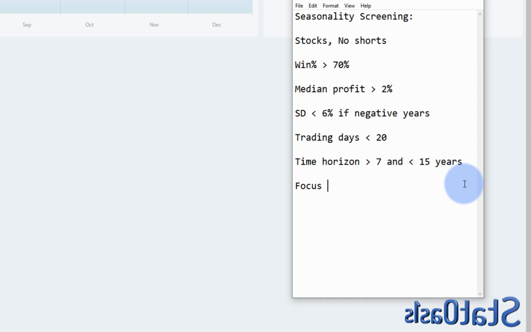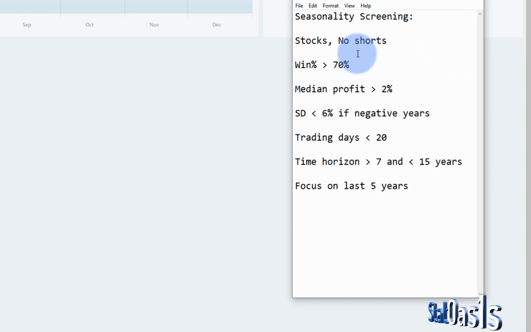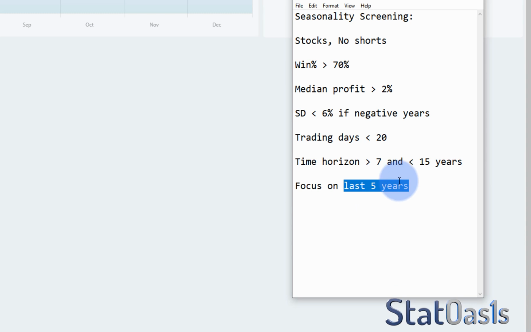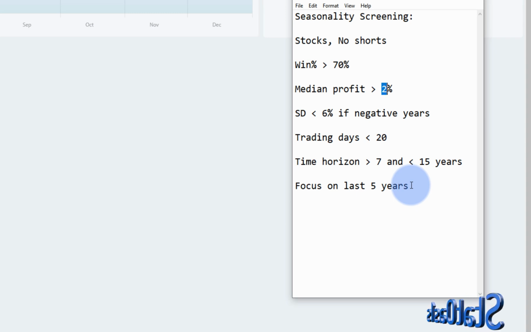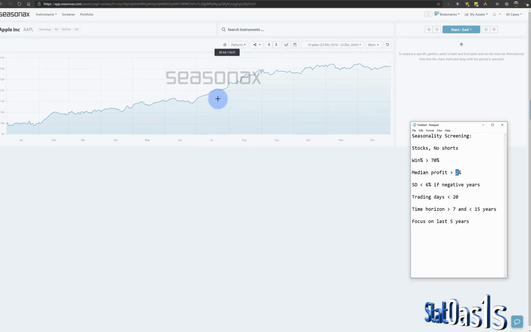So focus on the last 5 years. Meaning, even if the trade matches all these criteria, if the last 5 years are not making the 2%, then just drop this trade. It's not worth it, because that means the trend is down. I don't want to pick that stock while the trend is down. I want to pick something that's already doing well in the trend over the last 5 years.